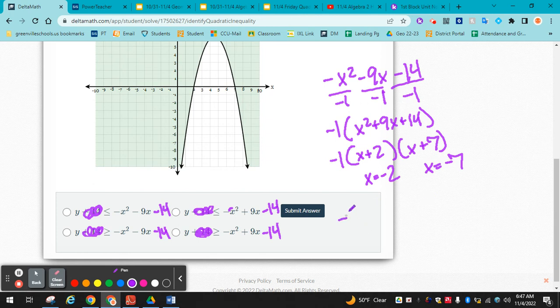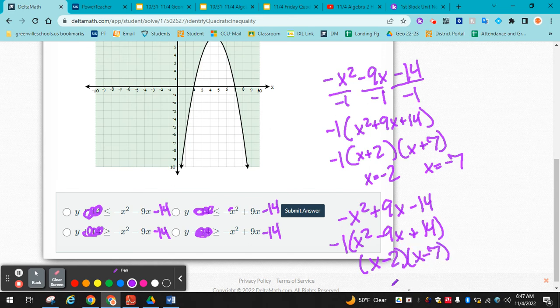Well, that's wrong. So it must be the other one. Divide by negative still. So all my signs change. So that'd be x minus 2, x minus 7. So x equals positive 2, x equals positive 7. This is what we want. We want the positive 9, not the negatives. So that goes away. The graph is shaded above. Above is greater than. Or you can test a point.